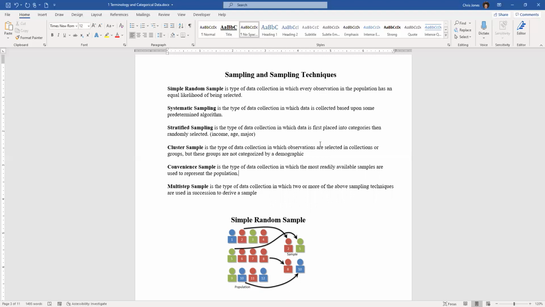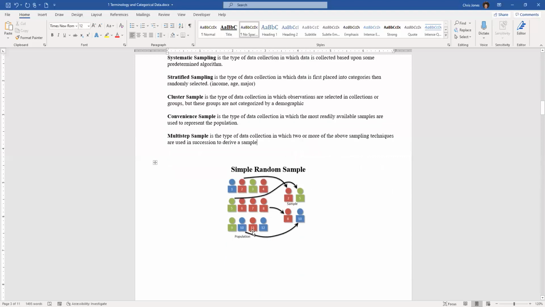A lot of times, to ensure randomization, a multi-step sample might be the best way to go. However, that does mean that you're going to have to do more work. So it's basically, do you have the time and the resources available to perform a multi-step sample? Just some diagrams as to what the different sampling techniques might look like.